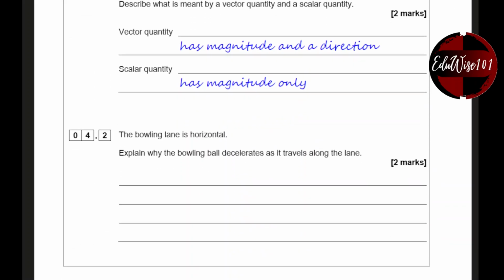The bowling lane is horizontal. Explain why the bowling ball decelerates, meaning its speed is slowing down as it travels along the lane. Now, the only reason it's going to decelerate is if there's a force acting in the opposite direction. And this force is usually coming from the drag, air resistance, or friction between the ball and the lane itself.